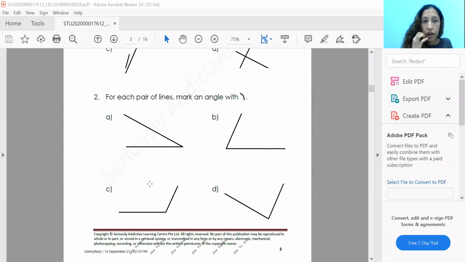Okay, for each pair of lines, mark an angle with this thing over here. Okay, so same thing, 1, 2. Two straight lines meet at a point, we draw. Two straight lines meet at a point, we draw. Okay, and same for this. Okay, so this is how we label an angle.